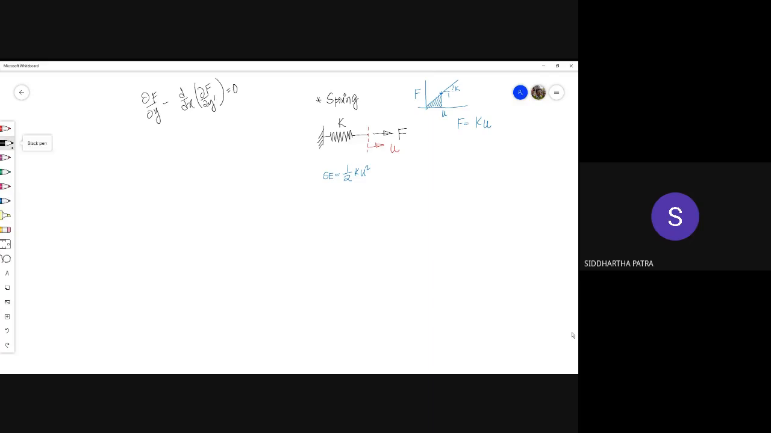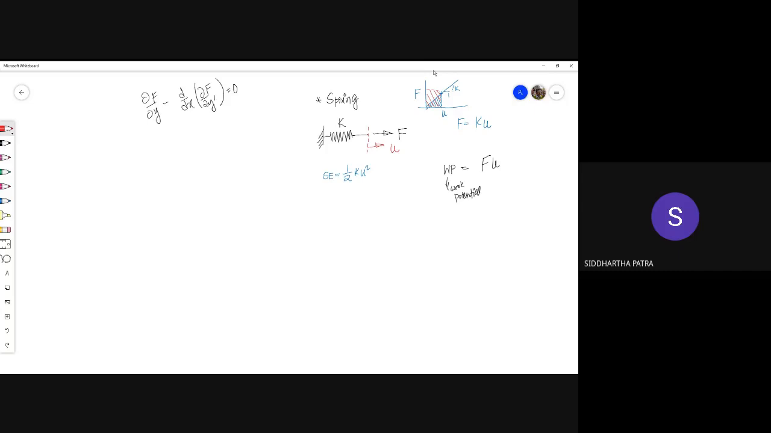But I'll define another quantity called the work potential. Now I'll define this quantity to be F times u, which basically represents this whole area. Now, to be frank, this expression Fu is just for mathematical interest.